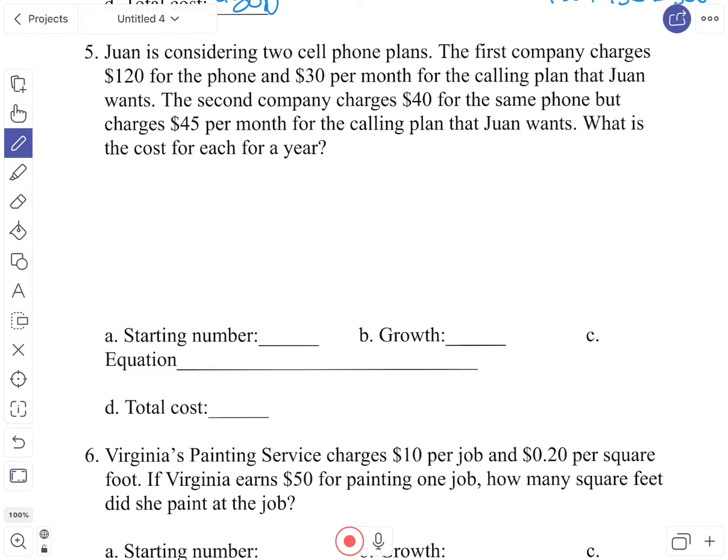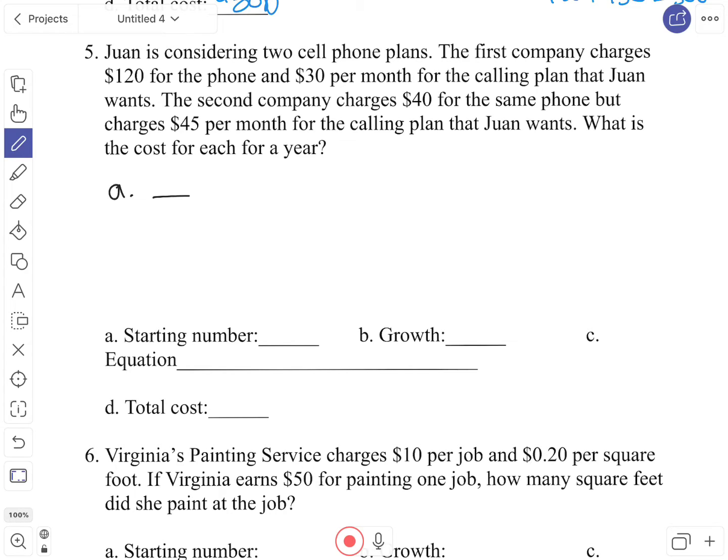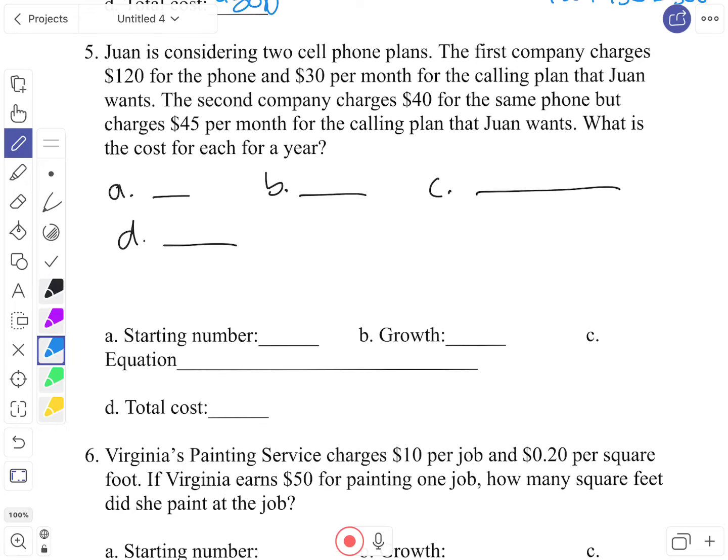Juan is considering 2 cell phone plans. The first company charges $120 for the phone and $30 per month for the calling plan that Juan wants. The second company charges $40 for the same phone, but charges $45 per month for the calling plan that Juan wants. What is the cost for each for a year? So really we have 2 different situations going on, right? So I actually need to do the A, the B, the C, and the D for each of them. Let's first do the first company.